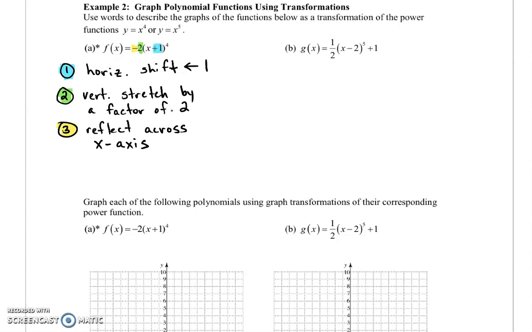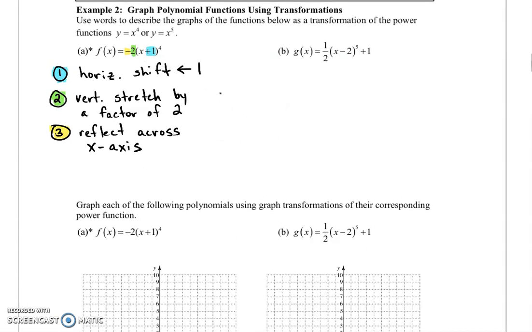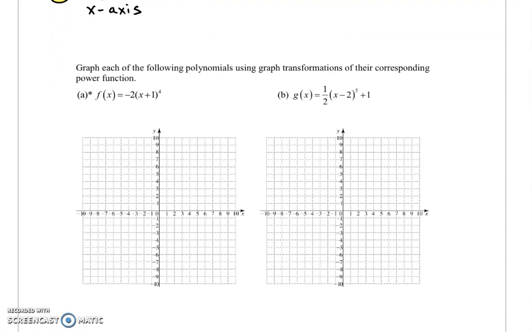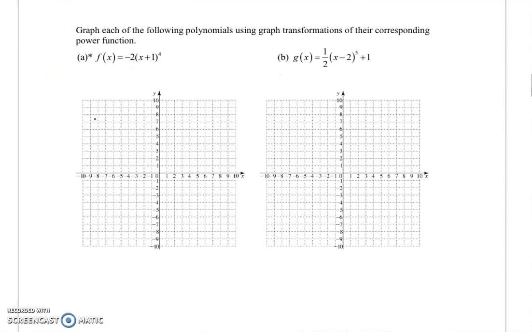So let's put our basic x to the fourth points on the graph down here. So we have, if we were doing x to the fourth, we would have 0, 0, 1, 1, and negative 1, 1. Then when we get to 2, we'd be at 16. So let's just do these 3 points, and then we can get a basic approximation of our graph.